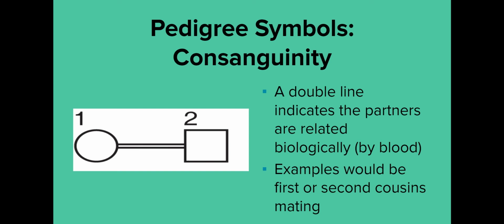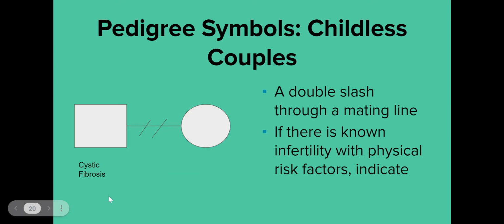If you were to draw a pedigree for these individuals, you would see the circle for the woman, the square for the male partner, and the double lines indicating that they were related biologically. They were first cousins. Okay, childless couples are indicated by a mating line with two slashes. If there's known infertility with a physical risk factor, you could indicate this. So in this instance, we have a male who has cystic fibrosis, and because of the pathology of that disease, he is infertile, and this couple had no biological children.